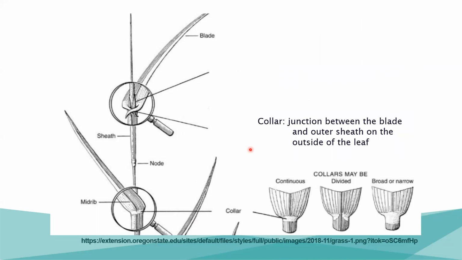And finally, the collar. This is where that blade is meeting that sheath, and this is on the outside of the leaf blade. So what you will see here could be continuous, so just all the way around, or it could be divided by that midrib. It can be narrow or broad. Sometimes you can have hairs there. So there's a lot of different features that could possibly show up, or it could just be very indistinct. Again, that's just that absent form of it.